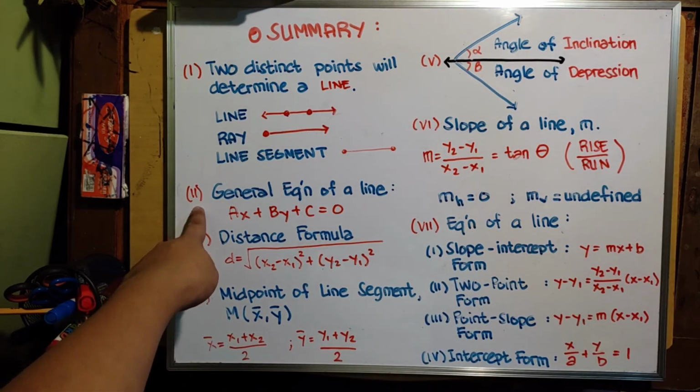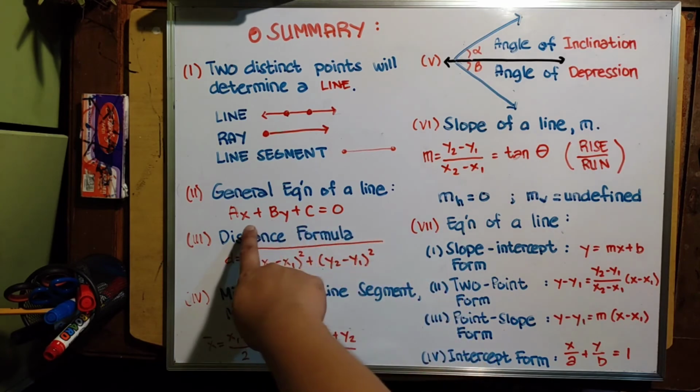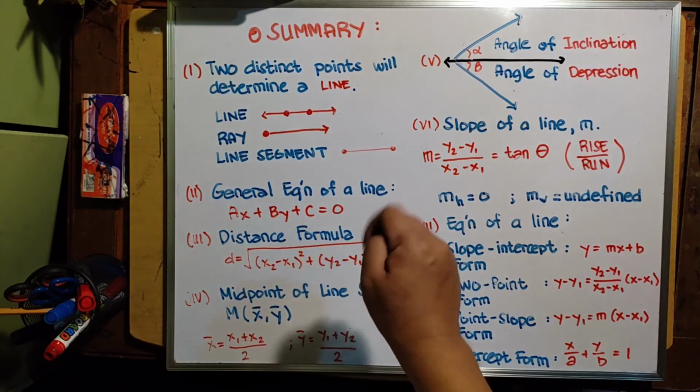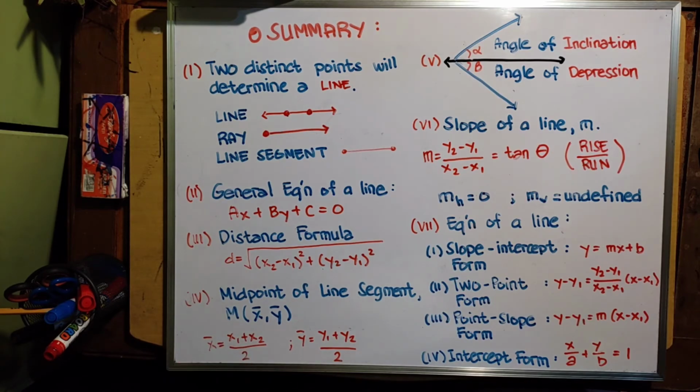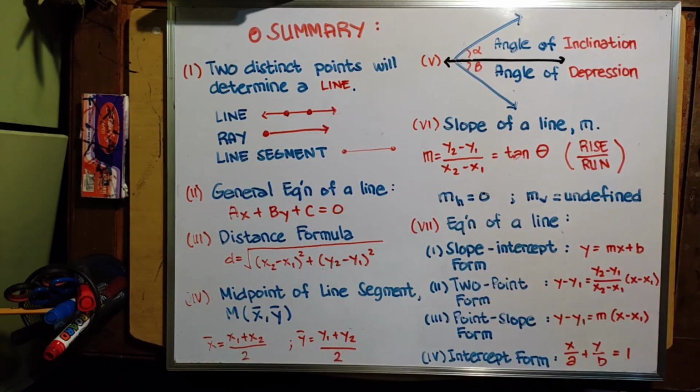Second, the general equation of a line is ax + by + c = 0. This is called the linear equation because the exponent is just 1. Third, the distance formula of two points is d equals the square root of the quantity (x sub 2 minus x sub 1) squared plus the quantity (y sub 2 minus y sub 1) squared. Number 4, the midpoint of the line segment, denoted as capital M (x bar, y bar), where x bar is x sub 1 plus x sub 2 over 2, and y bar is y sub 1 plus y sub 2 over 2.